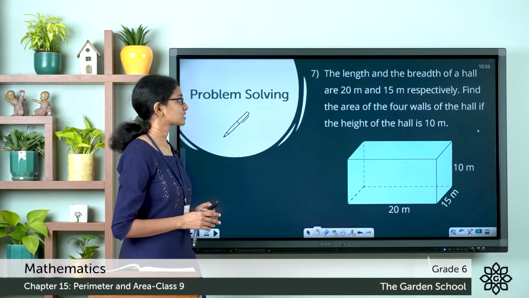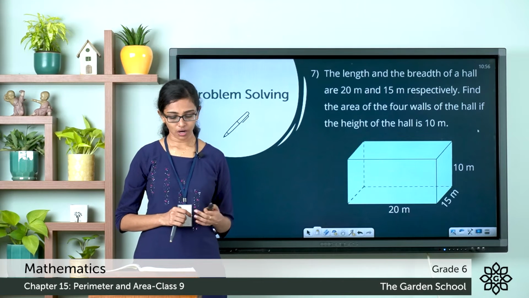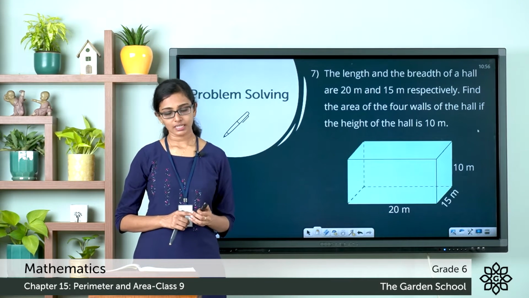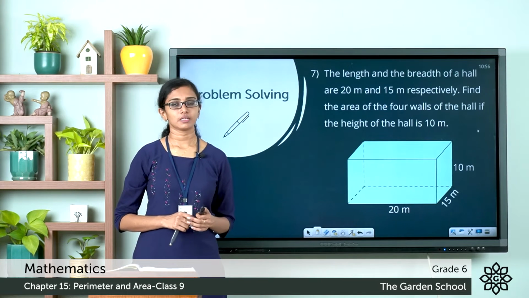Let's discuss the next question, the 7th question. It says the length and breadth of a hall are 20 meter and 50 meter respectively. Find the area of the 4 walls of the hall if the height of the hall is 10 meter.